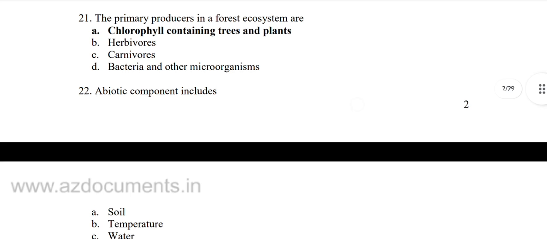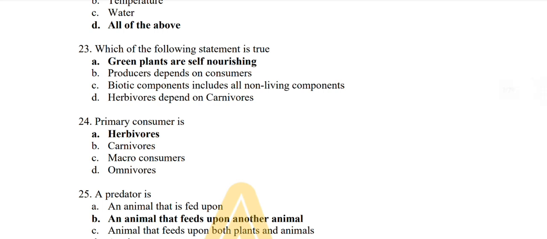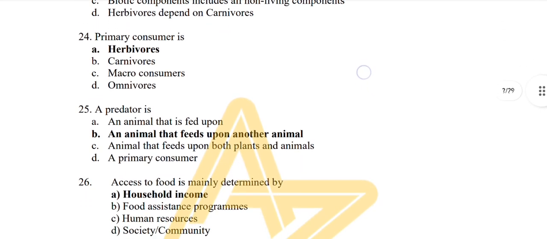21st question: the primary producers in a forest ecosystem are chlorophyll-containing trees and plants. 22nd question: abiotic components include all the above: soil, temperature and water. 23rd question: which of the following statements is true? Green plants are self-nourishing, that is, self-food-creating plants. 24th question: a primary consumer is a herbivore.